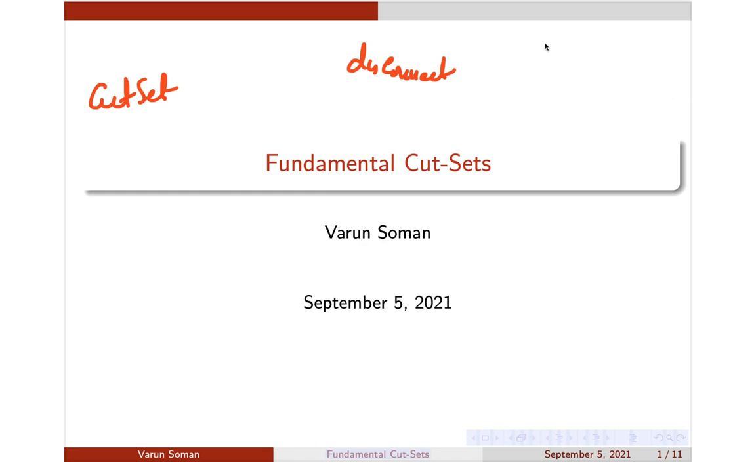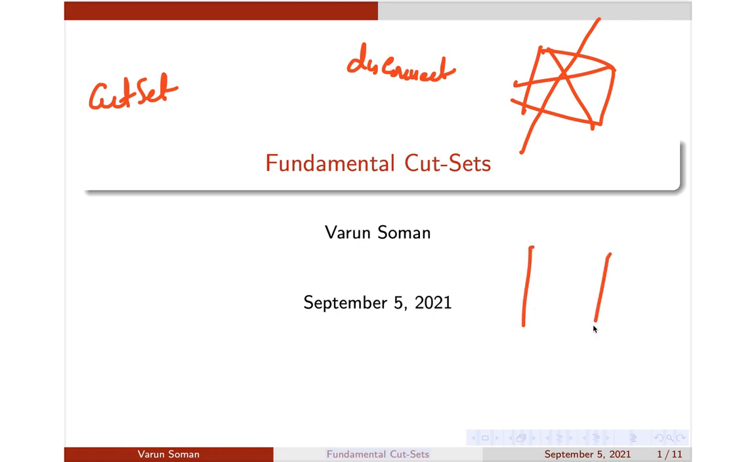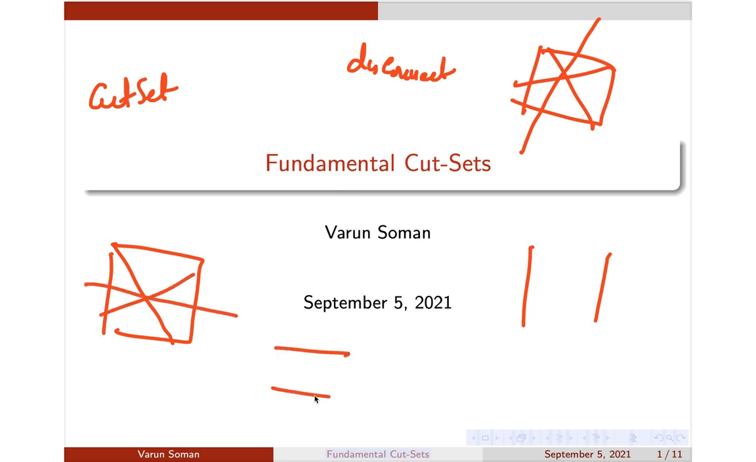For example, if your graph is like this, and suppose I delete these four edges, you can see that the graph will be disconnected into two like this. Or suppose my graph is like this, and if I delete these edges, my graph will be disconnected into two. You can see that the vertices are not deleted, only the edges are deleted in a cut set. So this is the idea here.